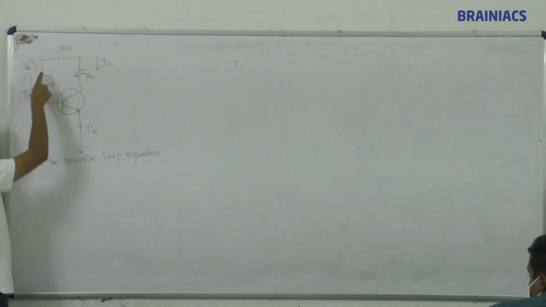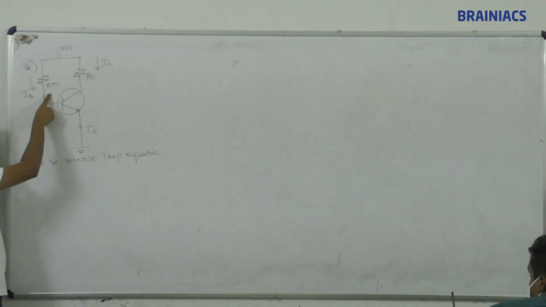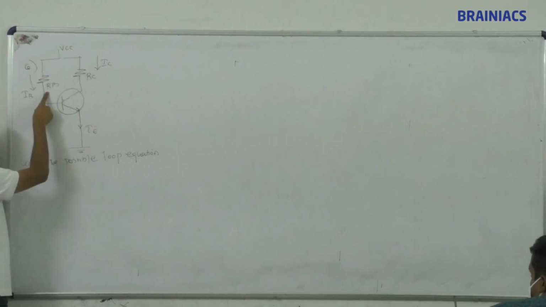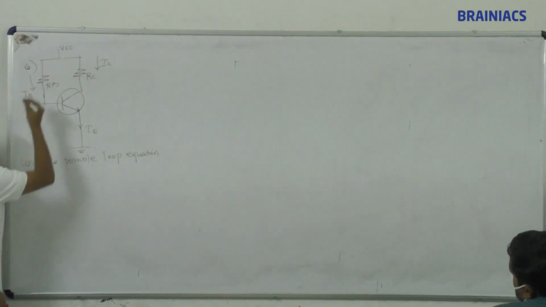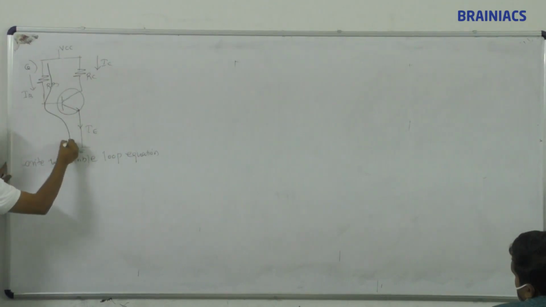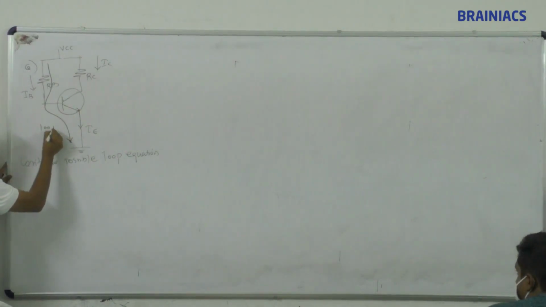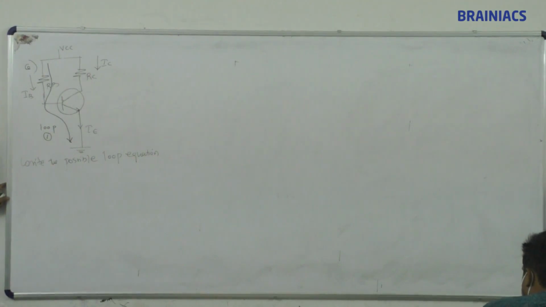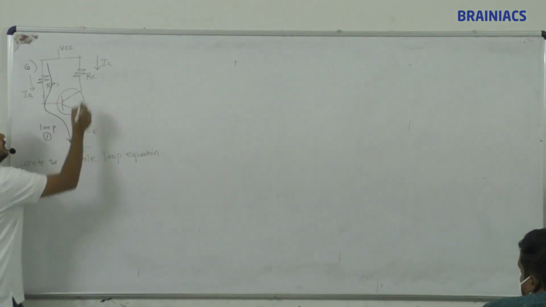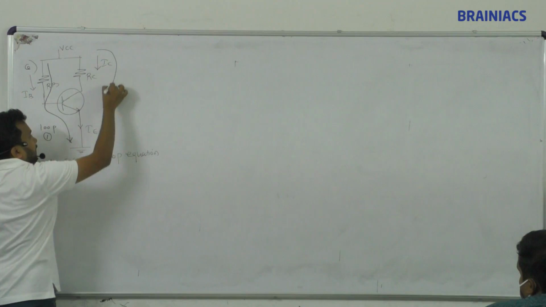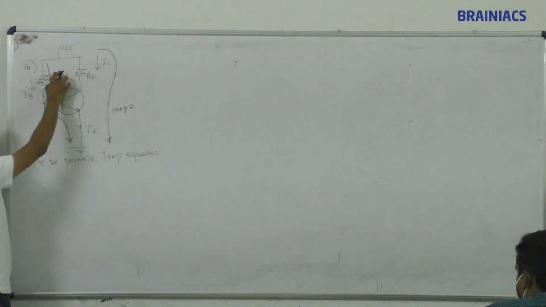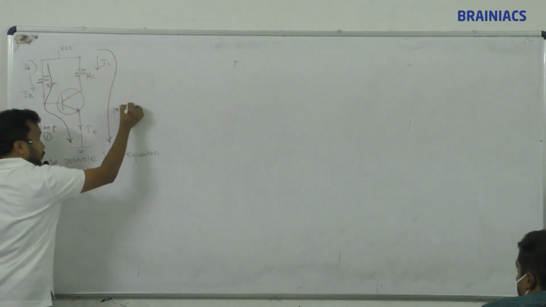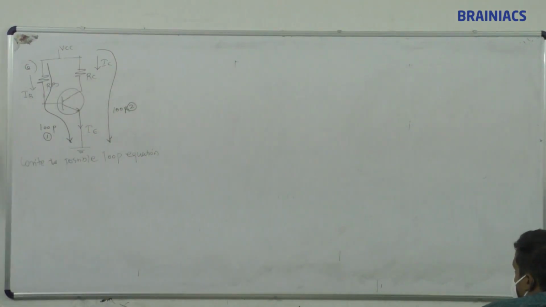VCC, RB, IB means this line, then ground. So this means one loop is coming like this. Okay, this is loop 1. At least you are able to write this one. What is the next loop? VCC, RC and IE. This is loop 2. Good. If you want you can consider more here also, but it's not required. These 2 are sufficient to answer the question I'm going to ask you.